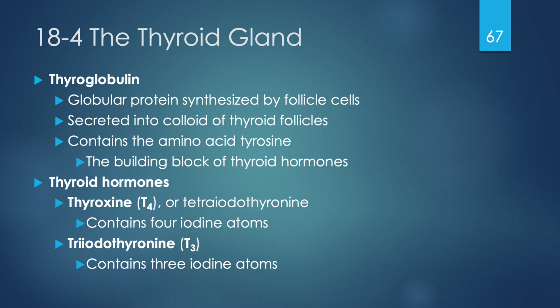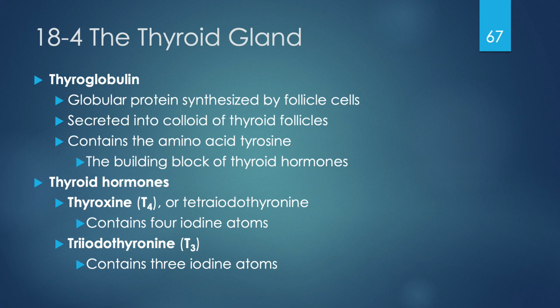In the thyroid, the follicular cells will create a protein called thyroglobulin, and this is a globular protein, hence thyroglobulin. It's secreted into the colloid of those thyroid follicles, so that's inside the follicular cavities that look like lakes. This contains the amino acid tyrosine, which is the building block of all of our thyroid hormones.